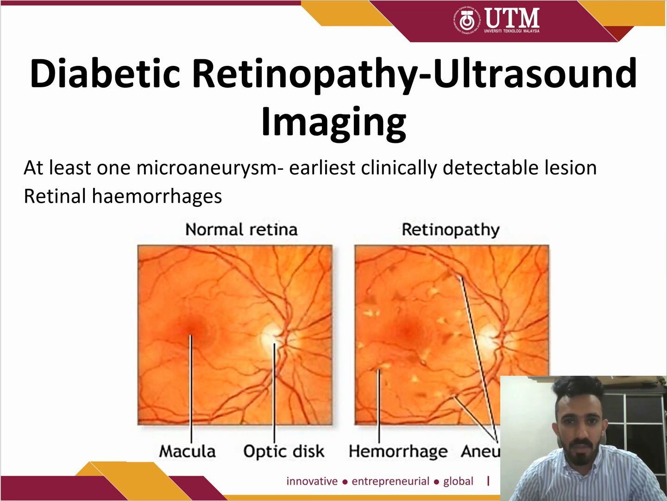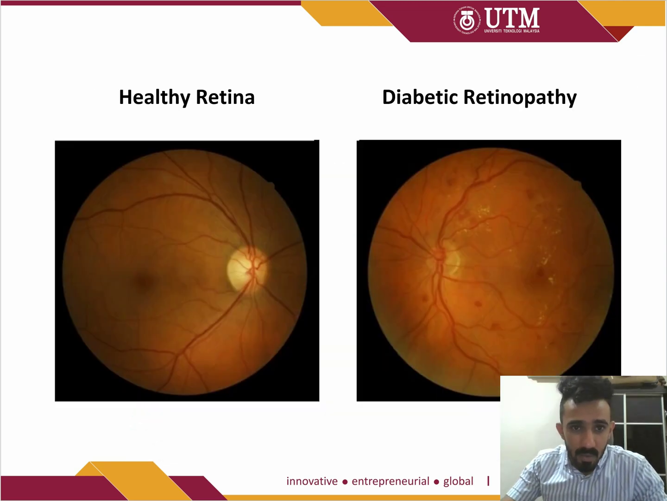Diabetic retinopathy using ultrasound is the earliest clinically detectable lesion, detecting the hemorrhages and microaneurysms as shown in the picture below for the healthy retina and the diseased retina, which is retinopathy. For the healthy retina, as you can see, the retina is so clear, there is nothing on it. But for the diabetic retina, there are hemorrhages and microaneurysms, and the vessels are so wide.